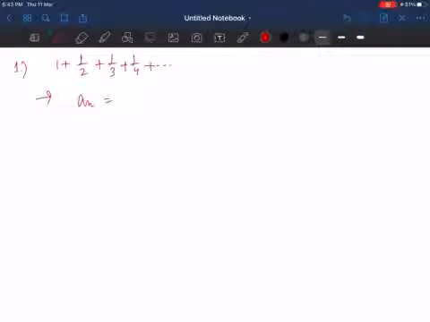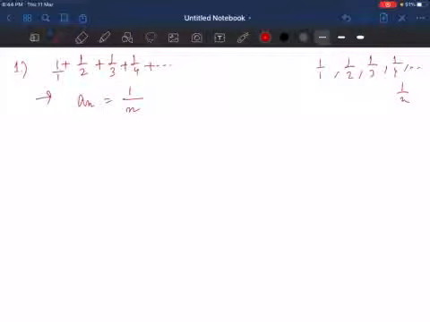Now if you look at the series carefully, I can write this one as 1 by 1. For each and every term, there is a 1 in the numerator, 1 divided by something. The first term is 1 by 1. The second term is 1 by 2. The third term is 1 by 3. The fourth term is 1 by 4. So like this, the nth term will be 1 by n. So my an is 1 by n.